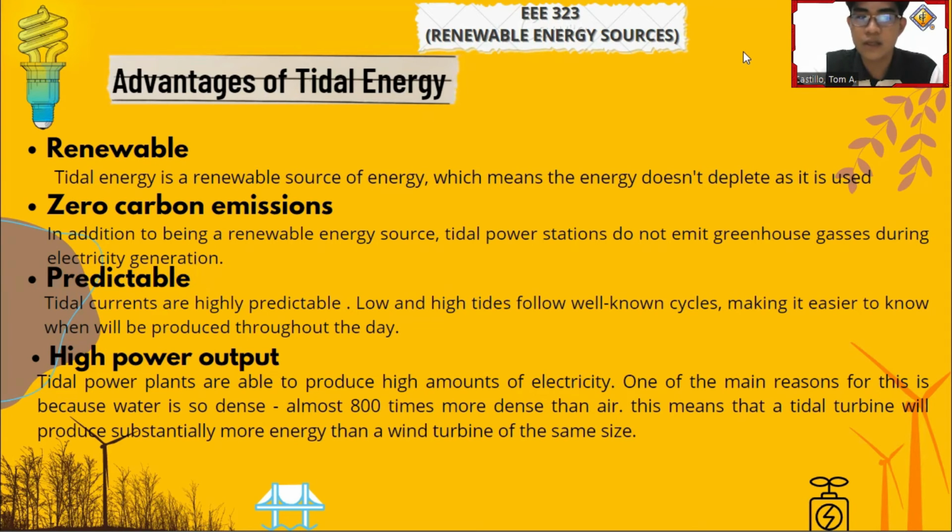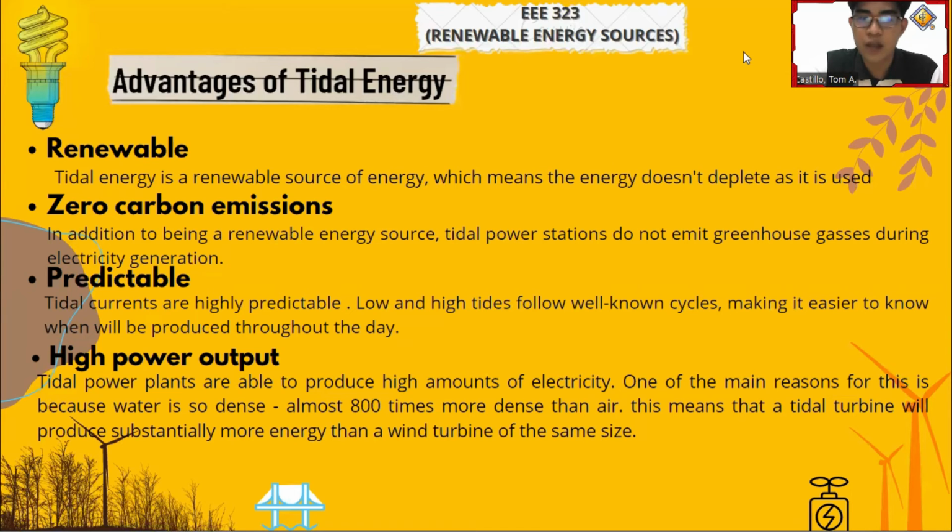Then next is predictable. Tidal currents are highly predictable. Low and high tides follow well-known cycles, making it easier to know when electricity will be produced throughout the day. So, alam natin kung kailan mag-high tide o mag-low tide para malaman natin kung kailan natin bubuksan para maka-generate ng electricity.